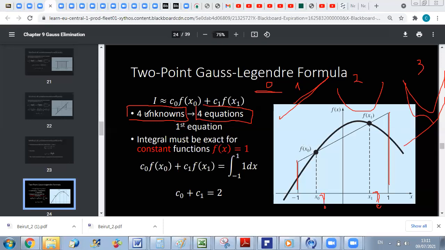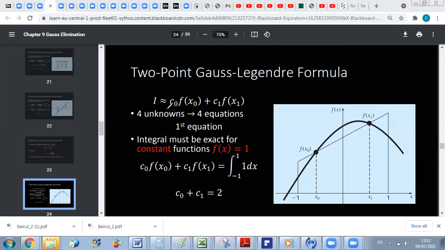Okay? So now, how can you obtain this? By just finding 4 unknowns. Since you have 4 unknowns, you are allowed to write 4 equations. So you will force your C0, x0, C1, and x1 to satisfy 4 conditions. The first one is that it will give you an exact estimation when the function is constant. So the first step, you will say that with these coefficients, I want to obtain an exact computation of the integral when my function is constant.